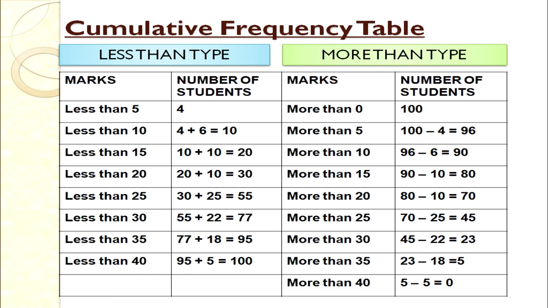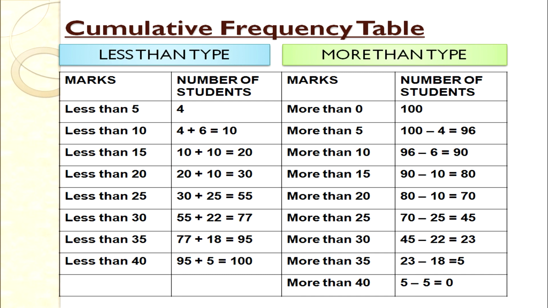More than 25, 70 minus 25 comes to 45. More than 30, 45 minus 22 is equal to 23. More than 35, 23 minus 18 is equal to 5. And definitely for more than 40 it would be 0. This is how we have constructed the more than cumulative series.